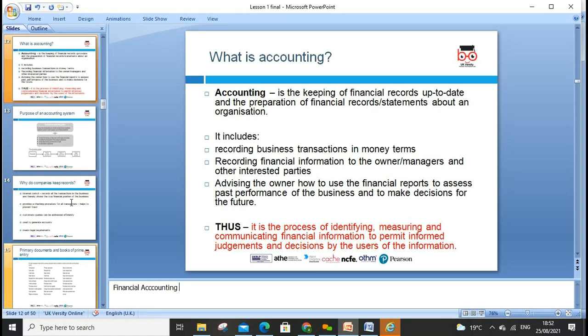It includes recording the business transaction in money terms, recording the financial information for managers, and advising owners through financial reports. We mentioned 4 types of financial report: statement of profit and loss, also known as the income statement; balance sheet, also known as statement of financial position, which shows assets and liabilities, which I'll go through in further lessons as well. We will prepare these statements.